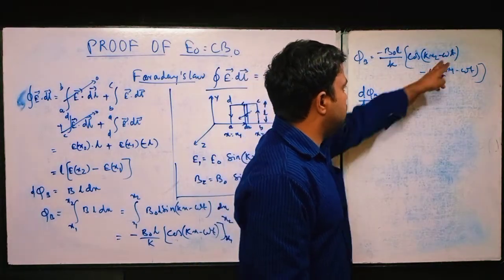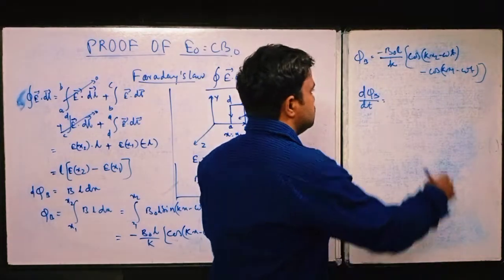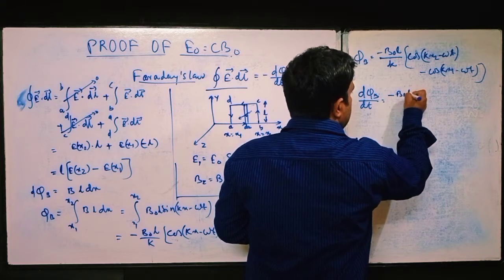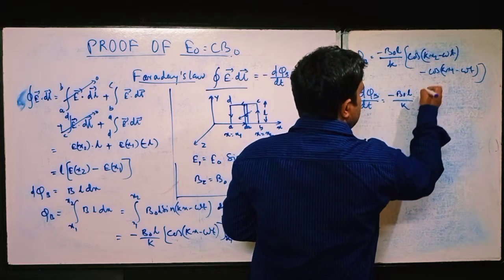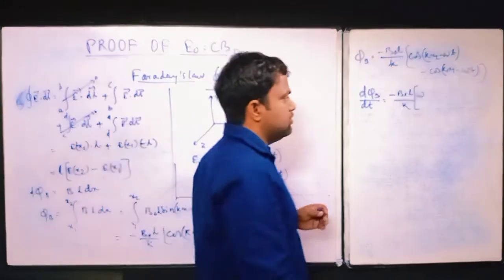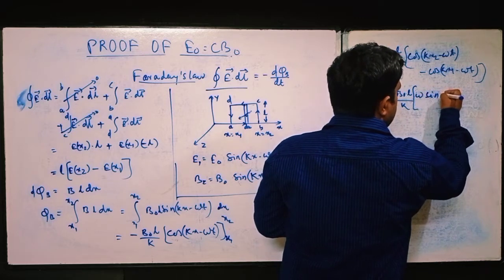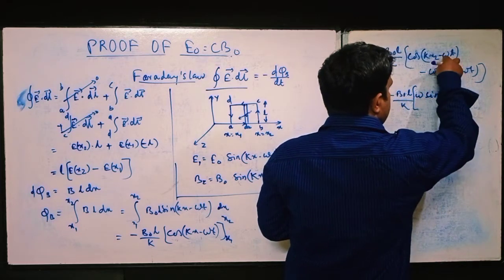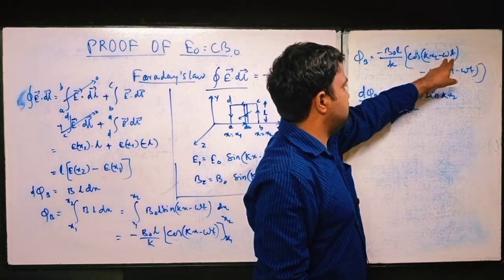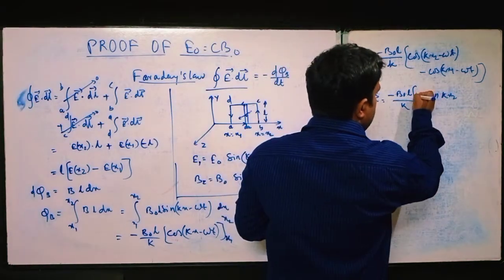So which one will come out? Omega will come out, this one will not, this one will be kept as constant, right? So omega will come out, and what you will get is minus B0 l by k, and omega will come out, and cos differentiation is minus sine, basically sine kx2 minus omega t, and the differentiation of the argument is 0 for this one and minus omega for this one. So minus and minus of omega, that is plus omega, right? So I'm writing plus omega here.